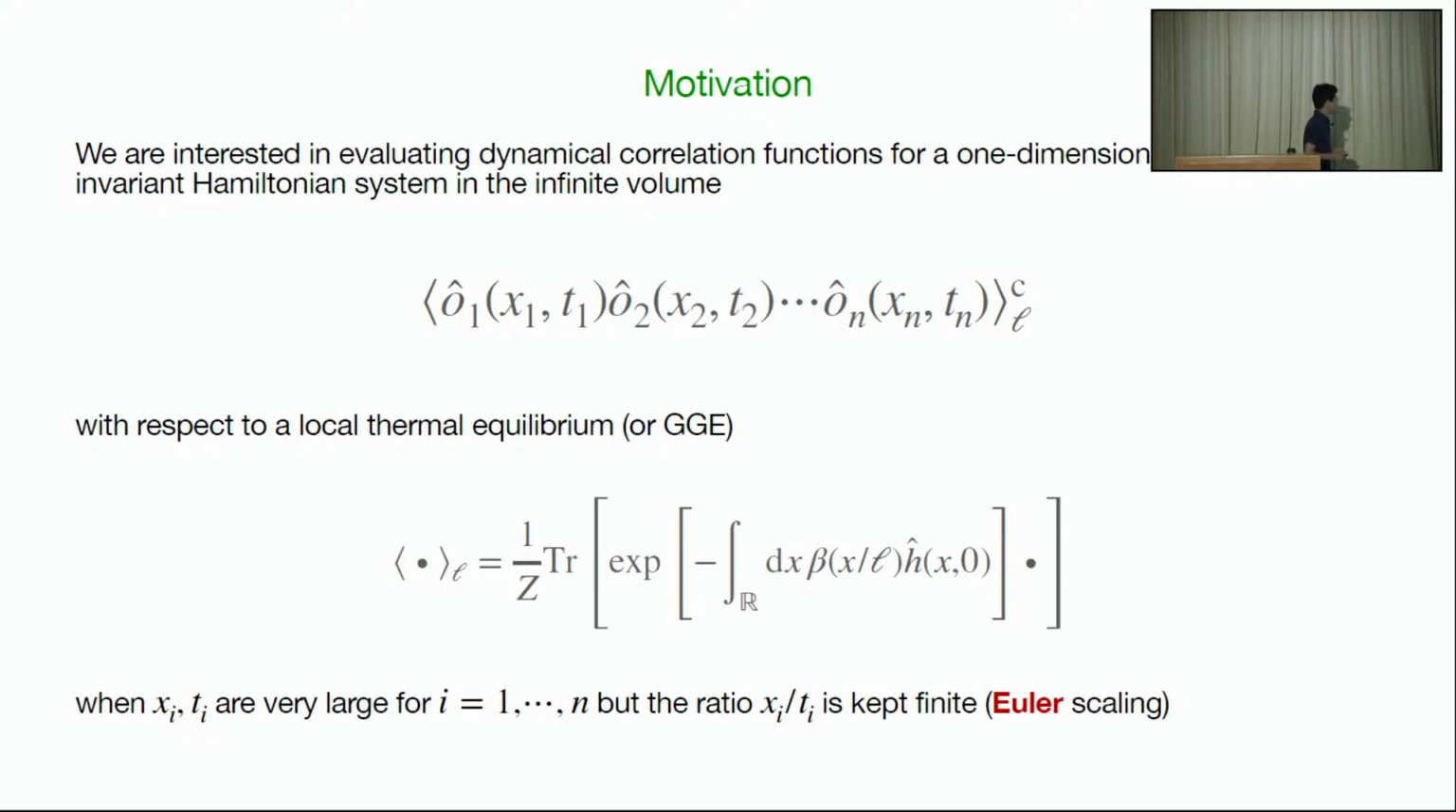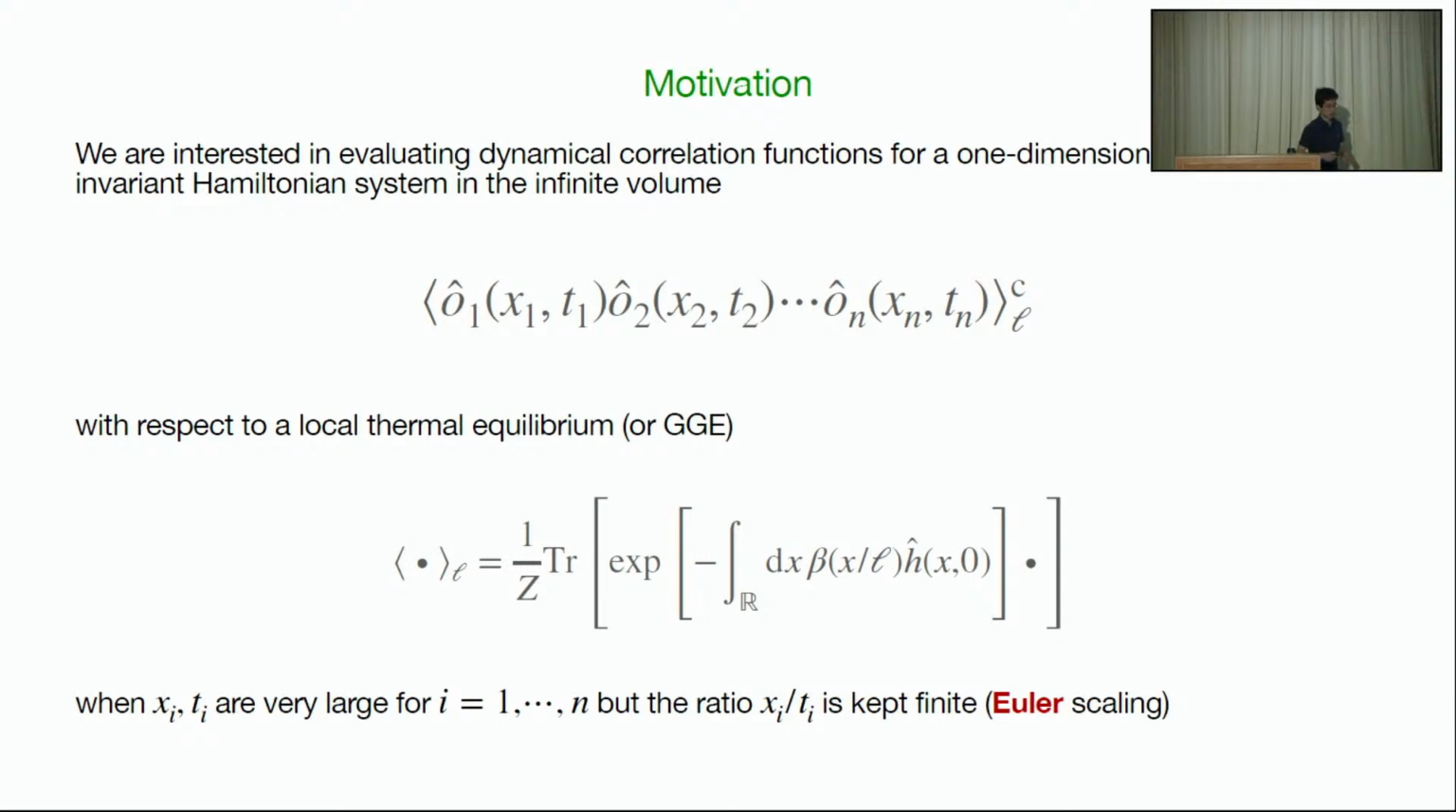To set the stage and to be a bit more precise about what I'm going to do, let me introduce the kind of quantity that I'm interested in. For instance, I'm interested in evaluating this kind of dynamical correlation function that involves an arbitrary number of local observables, these guys, that are inserted at arbitrary space-time positions.